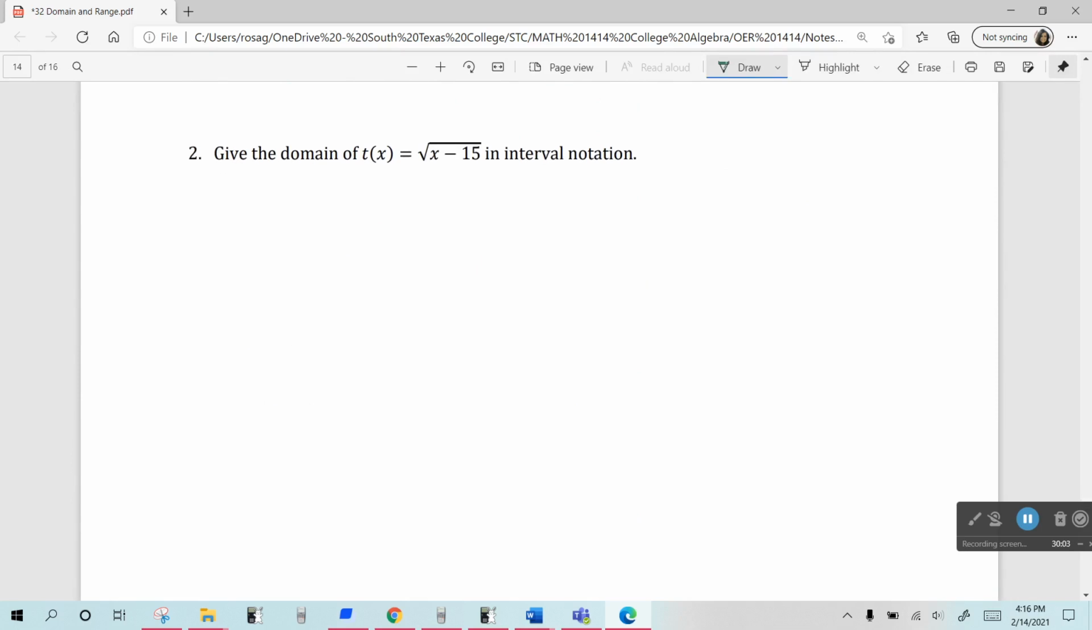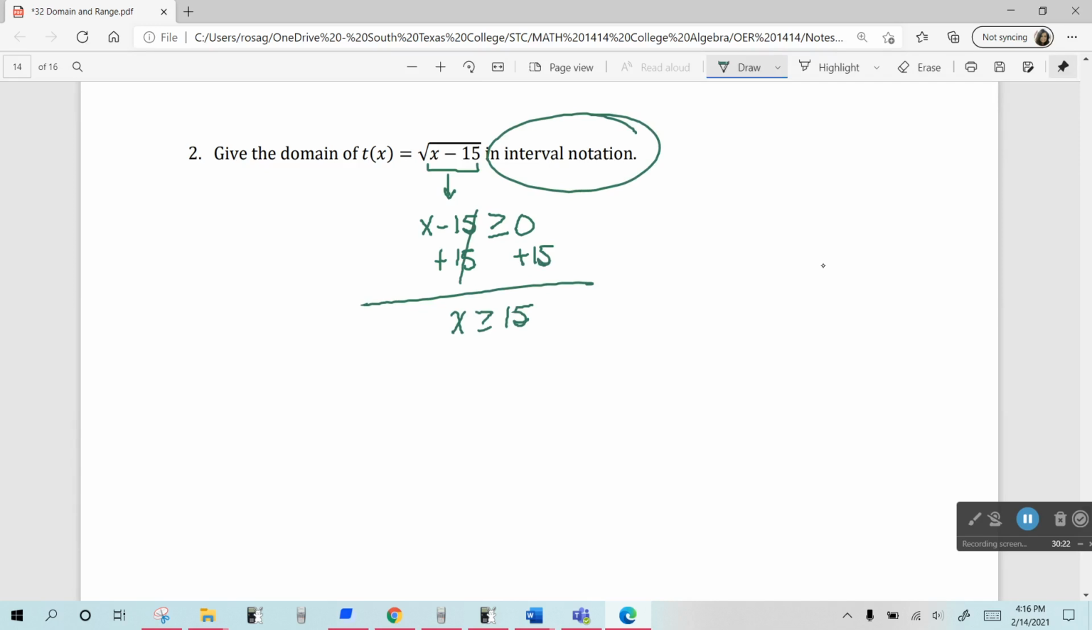For the square roots in their domain, you get the inside, and you always set it up greater than or equal to 0. Then you solve the inequality with the rules of inequality. This is just in inequality form. They want interval notation, so it would be 15 to infinity.